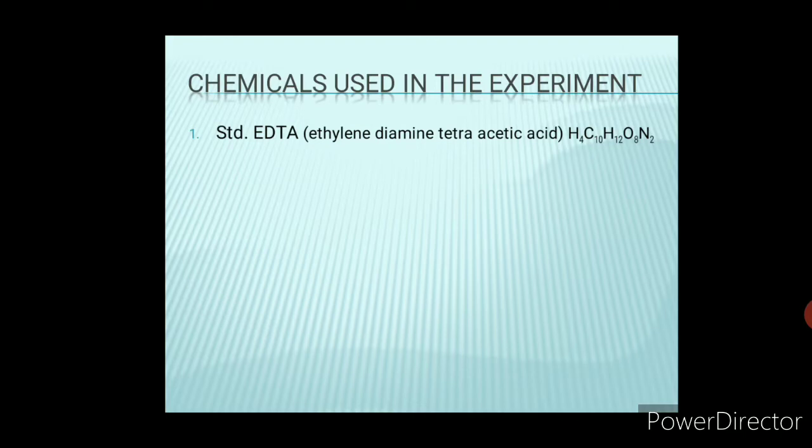So the first chemical is EDTA. EDTA is used as the titrant. Here the prepared EDTA is filled in the burette, and it is used to determine the calcium oxide. Now the second is dilute ammonia solution.